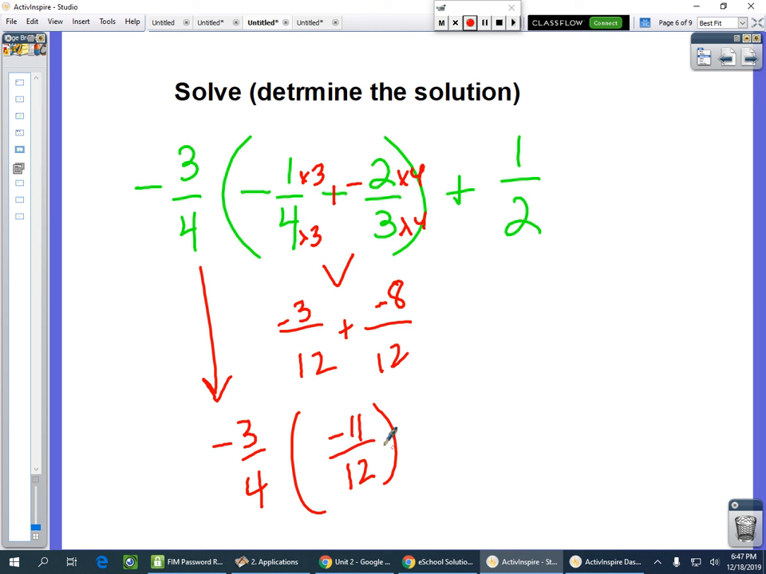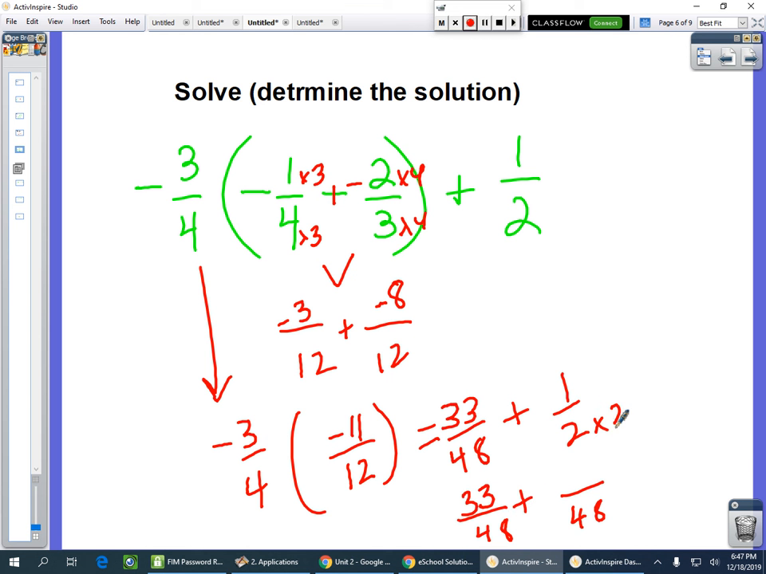When you multiply, I'm going to multiply across. You get positive 33 over 48 because 4 times 12 is 48. -3 times -11 is a positive 33. And last, I'm going to add a half. So common denominator, 48. This one already has a 48, so I'm going to leave it as 33.